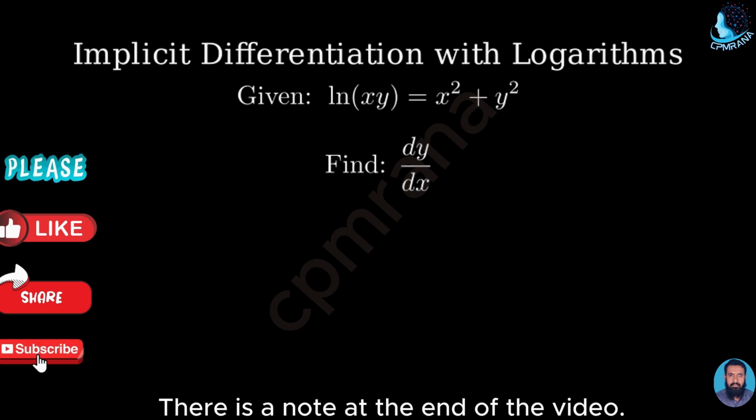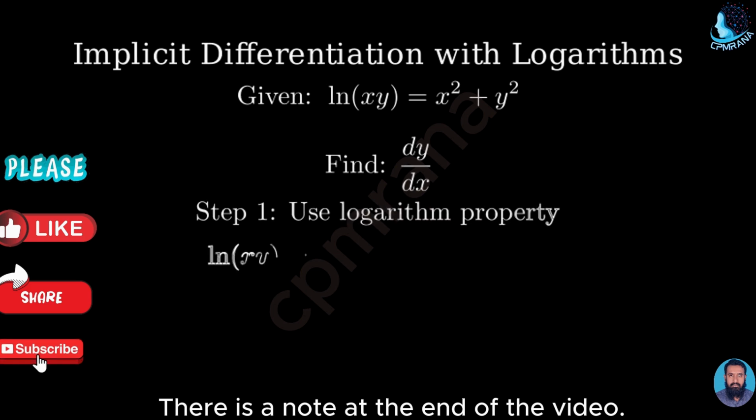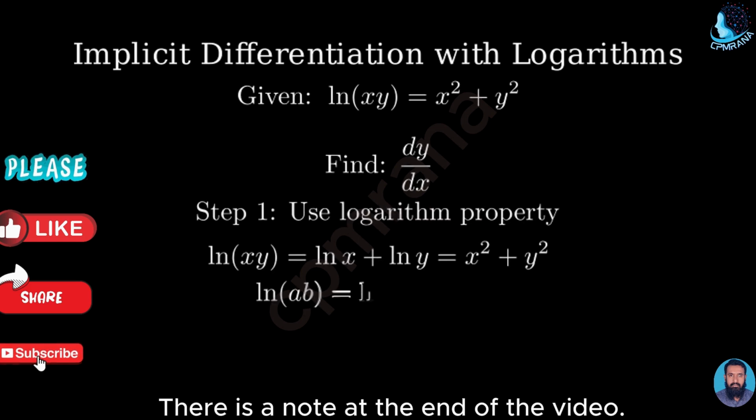First, we'll use the logarithm property that states the natural log of a product equals the sum of the natural logs. So ln of xy becomes ln x plus ln y equals x squared plus y squared. Now comes the key step. We'll differentiate both sides with respect to x.